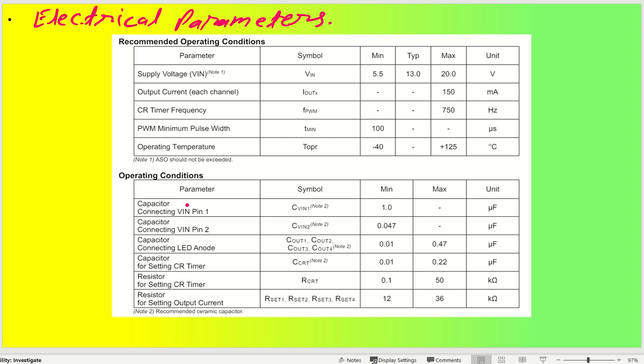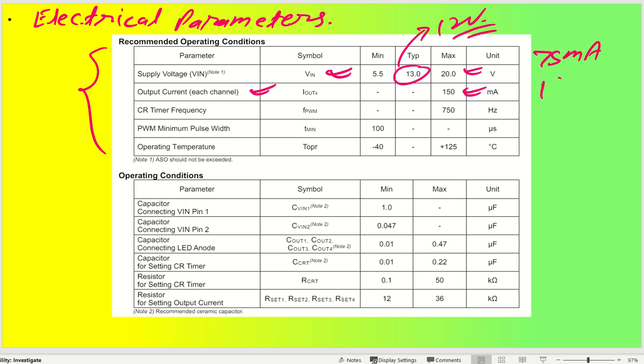So let us talk about these recommended values. Generally we have to keep this in our mind. V in must typically be 13 volt, or maximum is 20 volt. So we are going to give a 12 volt input at the supply input. We have output current, each channel is maximum 150 milliamperes, but we have designed for, let's say, 75 milliamperes or 100 milliamperes, so that it is more than enough for our automotive design.